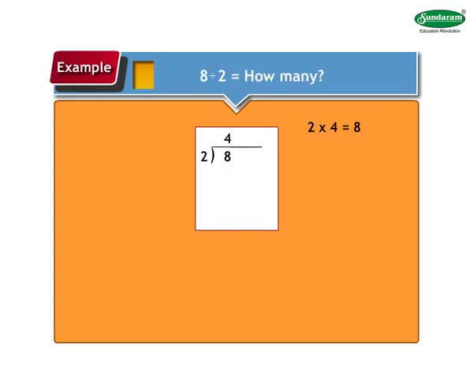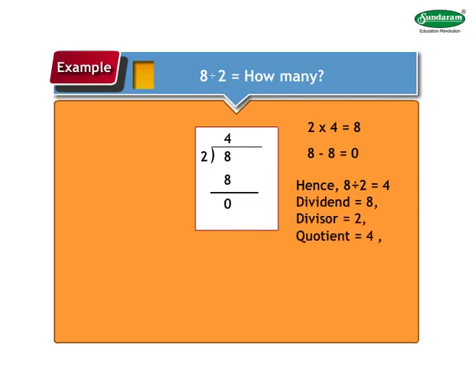After that, we write the product 8 below the dividend 8. Now, let's subtract the product 8 from the given dividend 8. As 8 minus 8 is equal to 0, this 0 is known as our remainder. Hence, 8 divided by 2 is equal to 4. Thus, here we get dividend is 8, divisor is 2, quotient is 4, and the remainder is 0.